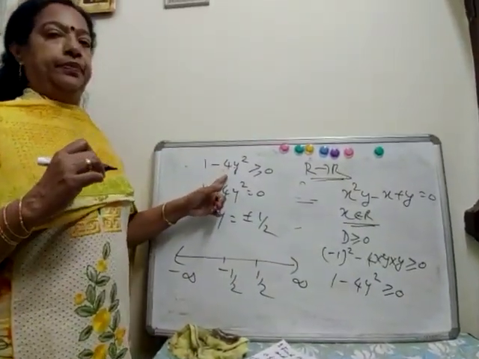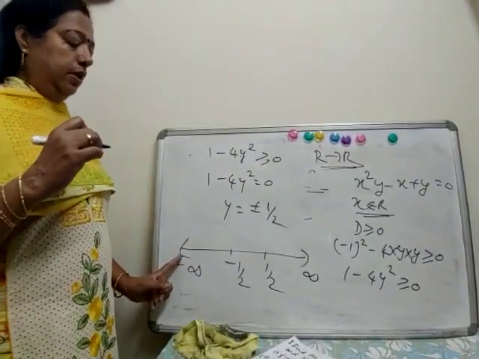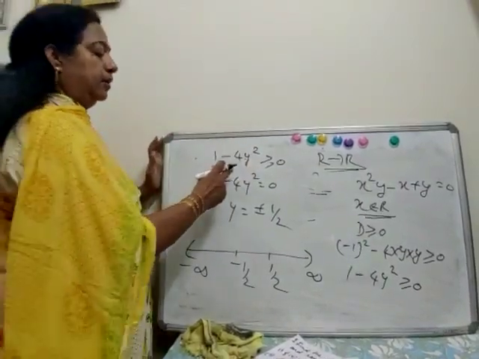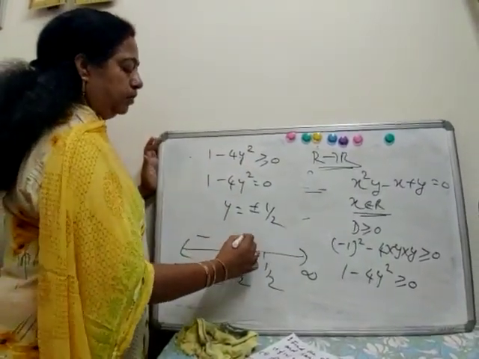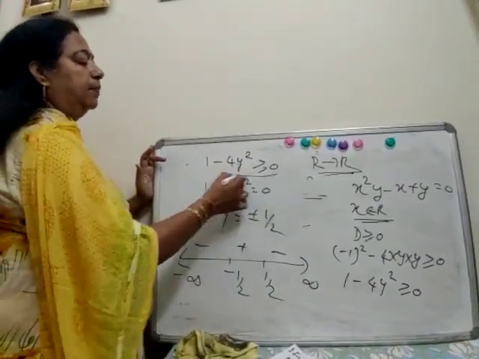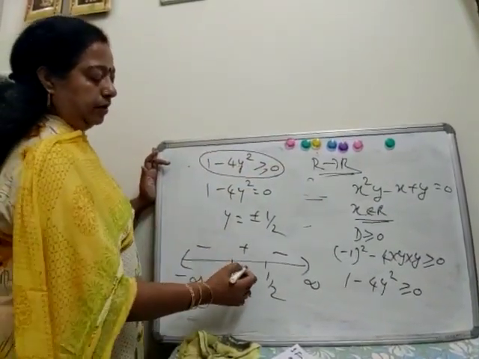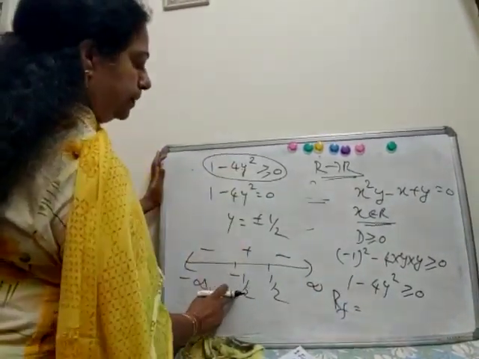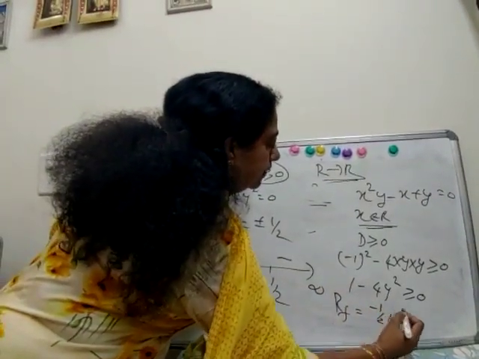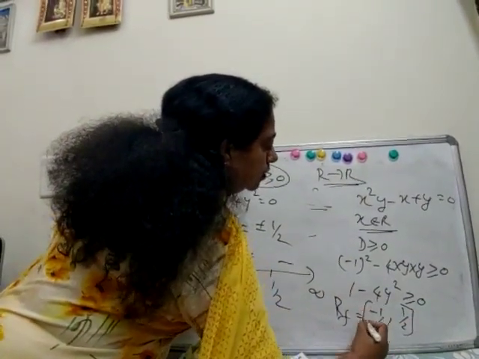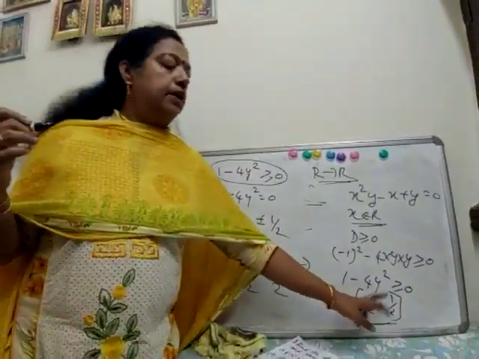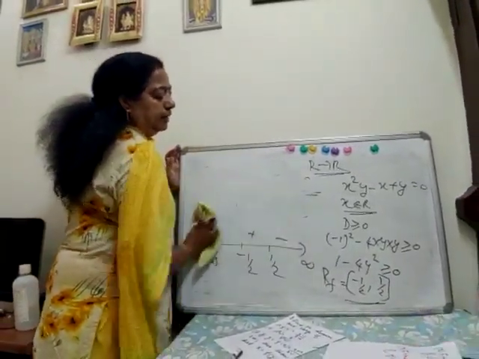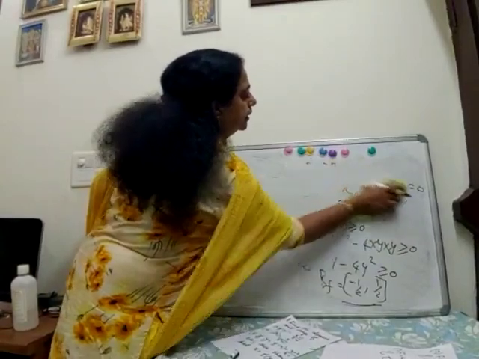Now see the rule. For values less than the smaller root and for values greater than the bigger root, the whole expression will have the same sign as that of a. So a is negative here, so negative, positive and negative. But we need positive. So here your range of f will be y between minus half and plus half. You will get the range of f as the closed interval minus half to half. So this is how to find out the real domain and range.